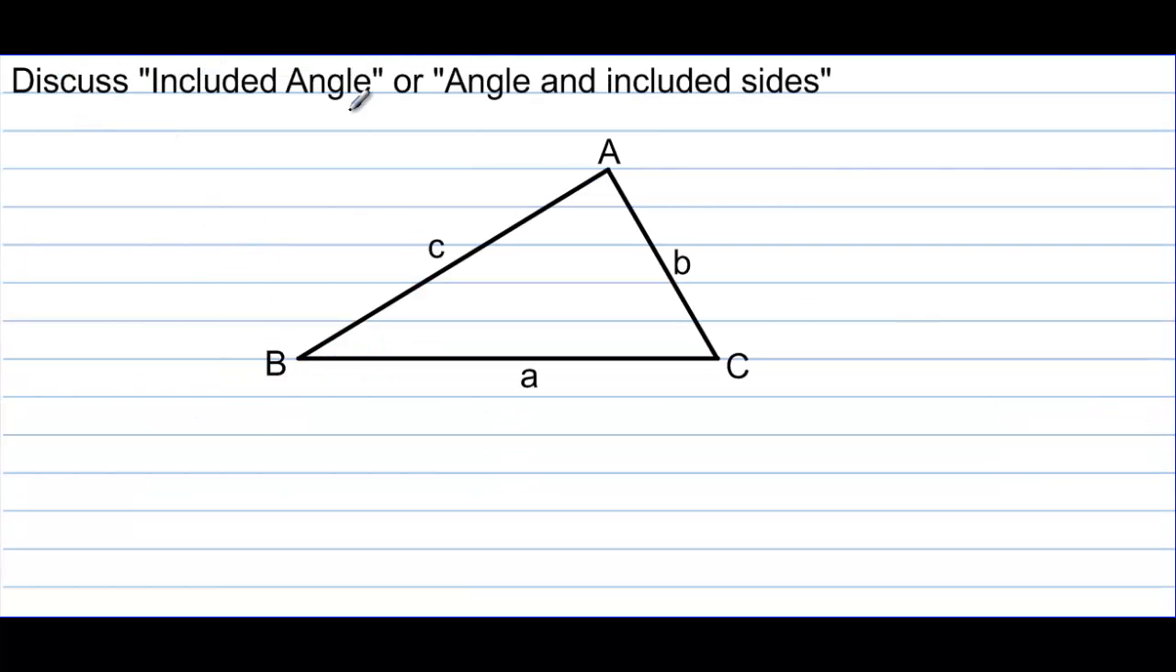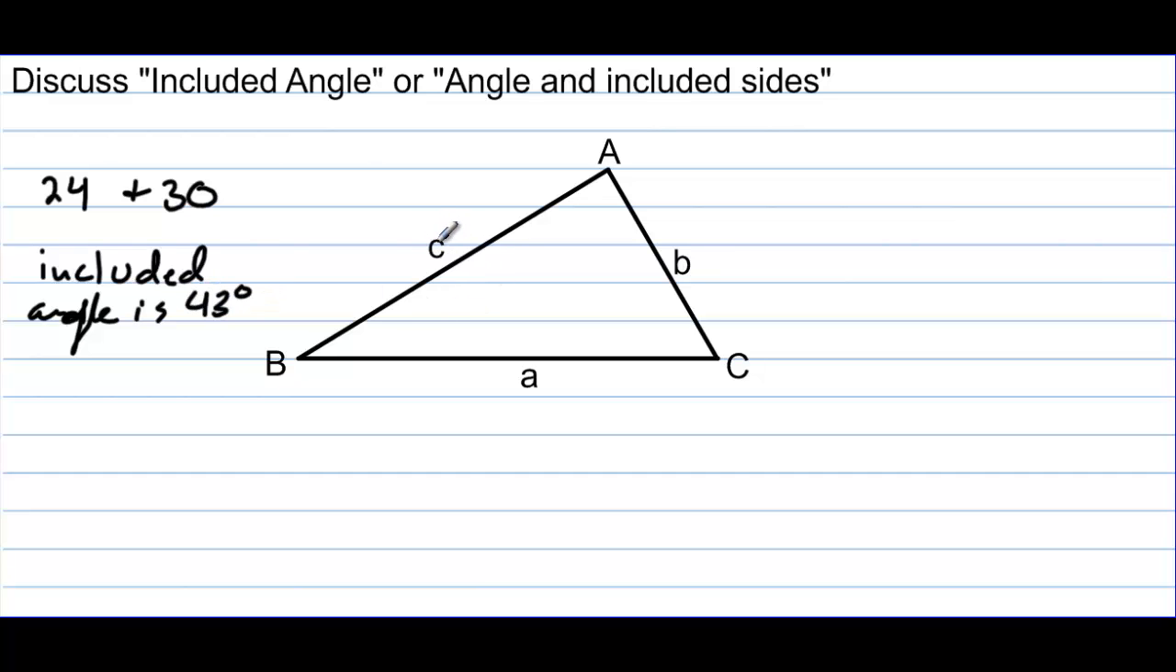Discuss included angle. If I told you that two sides were 24 and 30 inches, let's say, and the included angle is 43 degrees, that would mean, let's say this would be 24. If I made this one 30, here's the included angle in those two sides. That would be 43 degrees.